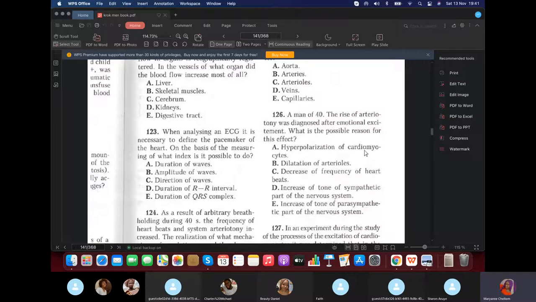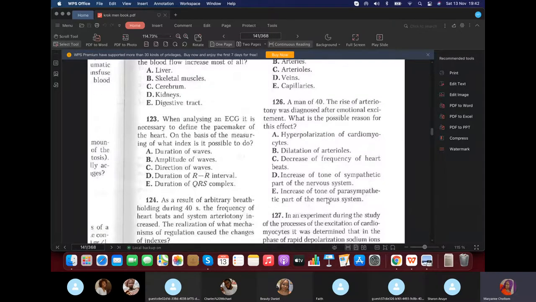Hyperpolarization of cardiomyocytes. Why is it not this? Because I told you, with hyperpolarization the heart is practically not even contracting. If your heart is not contracting, that's supposed to be a decrease in what, systolic blood pressure. Are they talking about systolic blood pressure? No, they're talking about the vessels. You should be thinking of what? Diastolic pressure, yes. Dilation of arterioles: from my lecture, if there's dilation of arterioles, there will be a decrease in the diastolic pressure. So it cannot be the reason, because there's a rise in the question. Decrease of frequency of heartbeat is systolic. We are not concerned about systolic here, so we're not even looking at it.